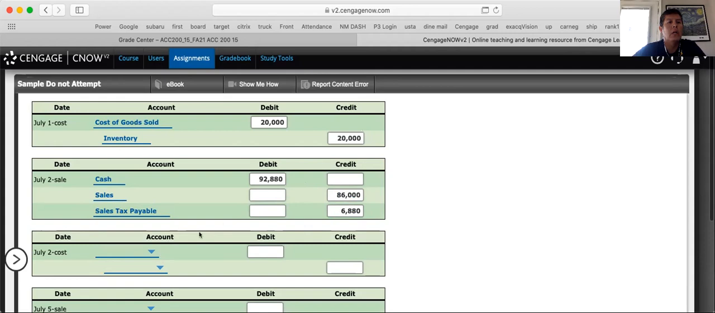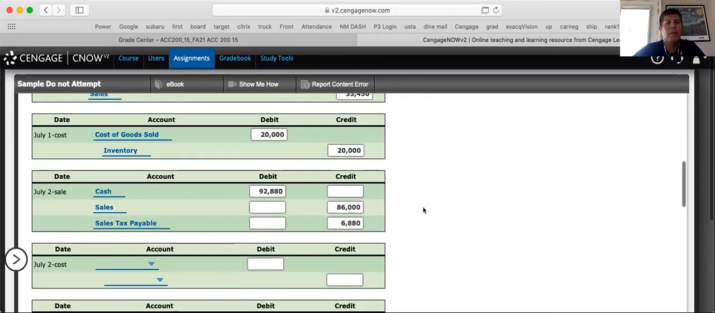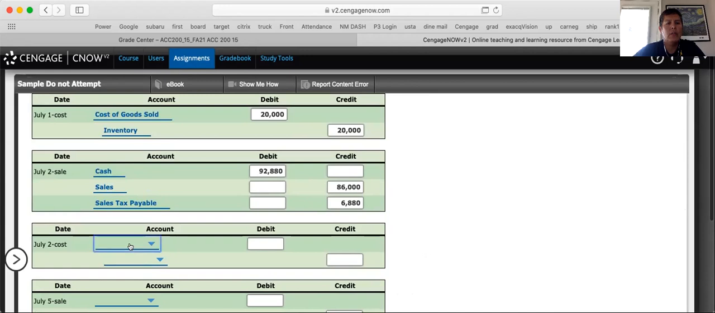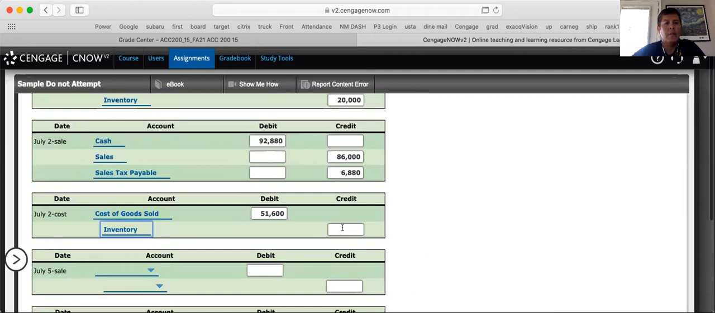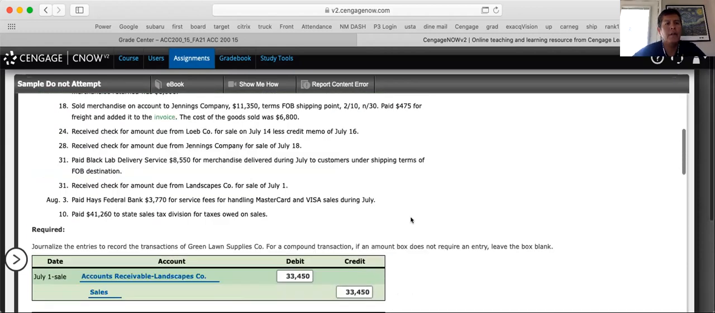Now we got to do the cost of that. So they said our cost of goods was $51,600. So this is going to come out of our cost of goods sold for $51,600, and then we're going to credit inventory for $51,600. Okay, all right. So moving on to July 5th.